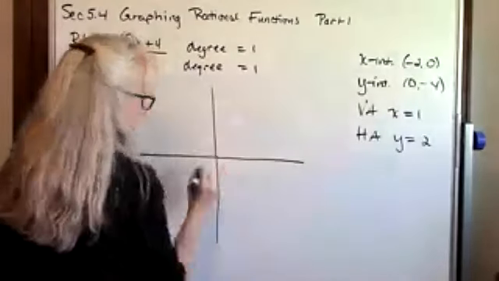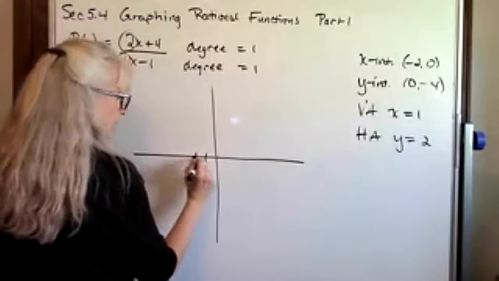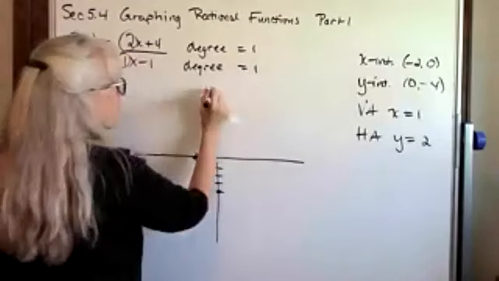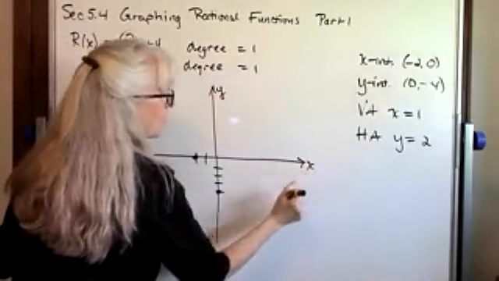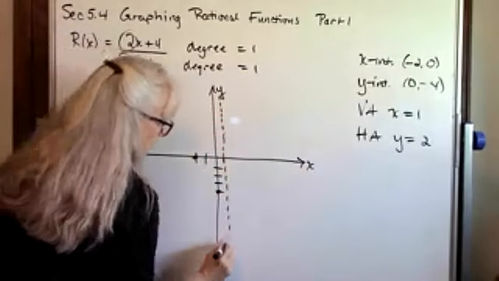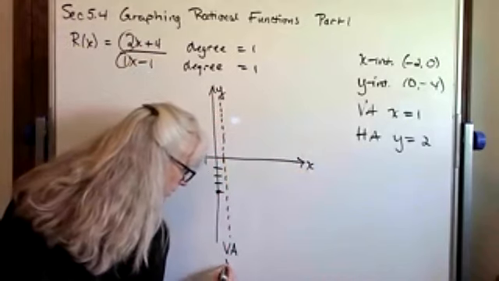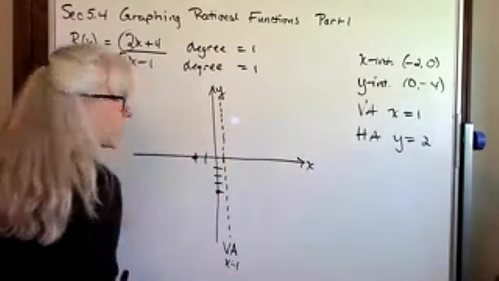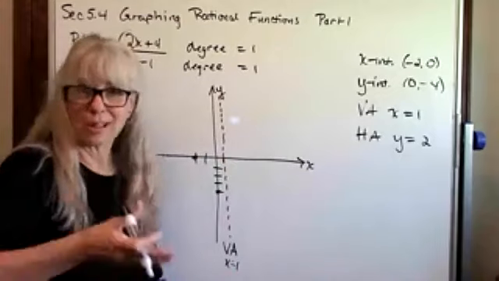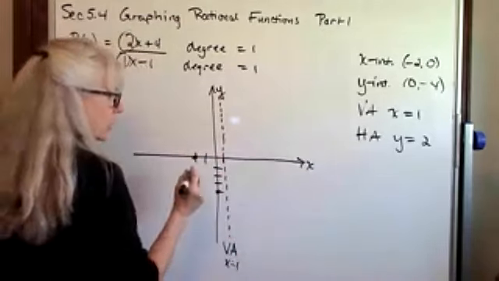So we've got an x-intercept over here at -2. We've got a y-intercept at -4. We have a vertical line that's a dotted line at x equal to 1. And again, that's our vertical asymptote, the line x equal to 1. We cannot cross that no matter what. We're not going to touch it. We're not going to cross it. It's a boundary line. We also have a horizontal asymptote up here at 2.